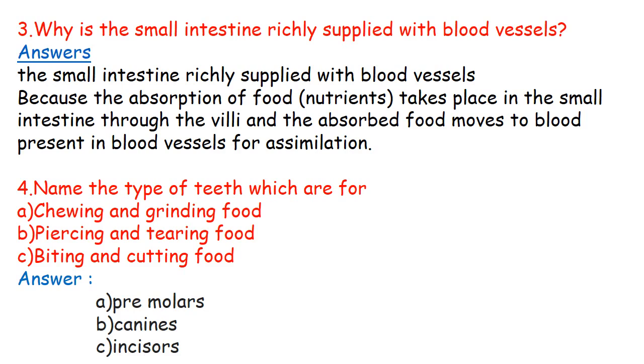Now name the type of teeth which are for chewing and grinding food, piercing and tearing food, biting and cutting food. So we have already learned there are 4 types of teeth in us. What are those? Incisors, canines, premolars and molars. And for chewing and grinding food, premolars are used. For piercing and tearing food, canines are used, and biting and cutting of food is done by incisors.